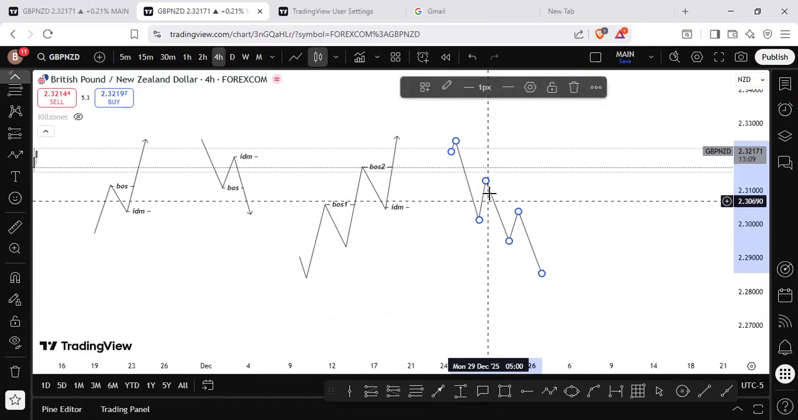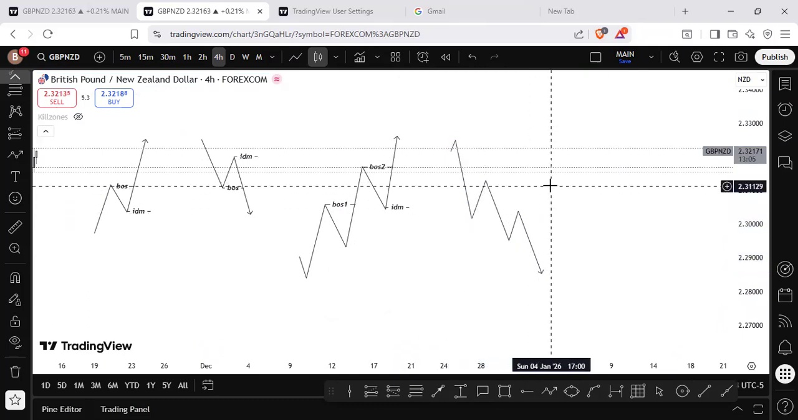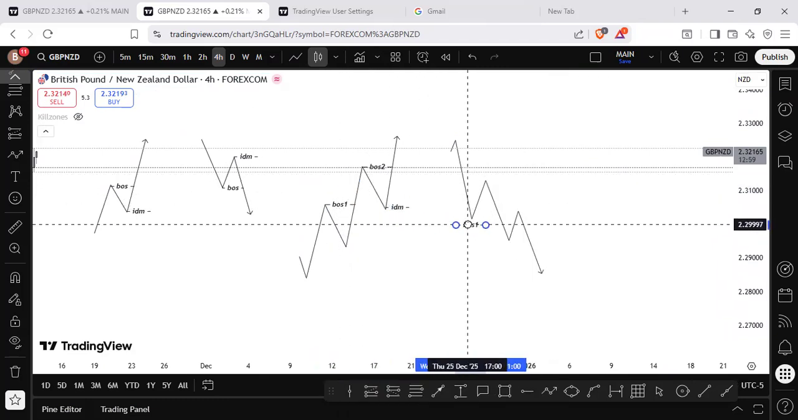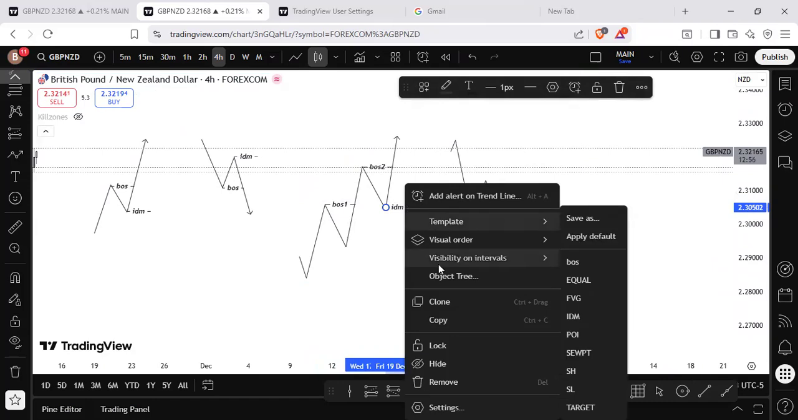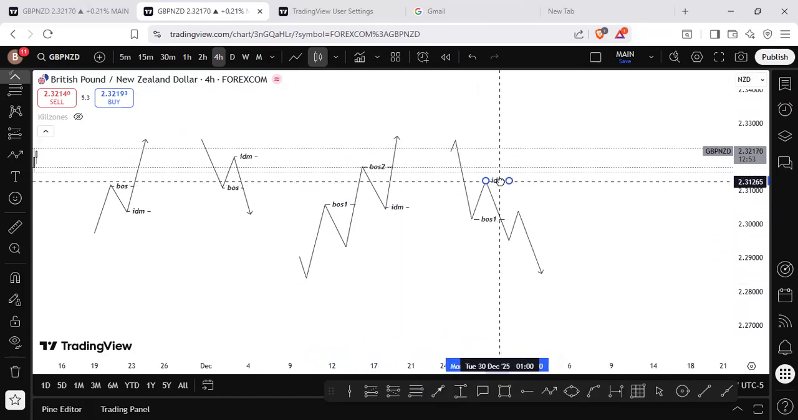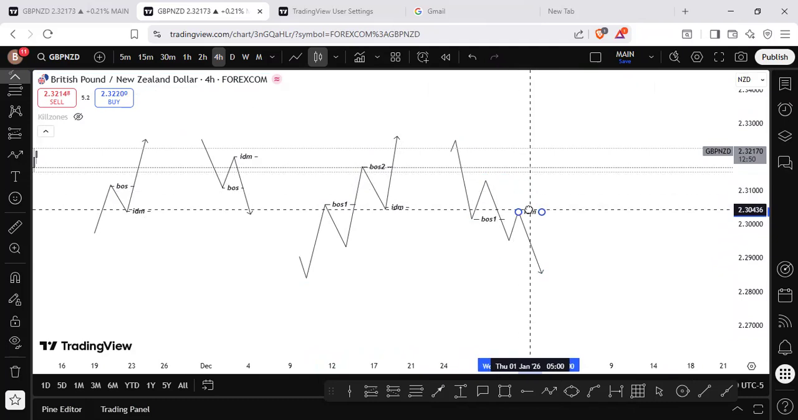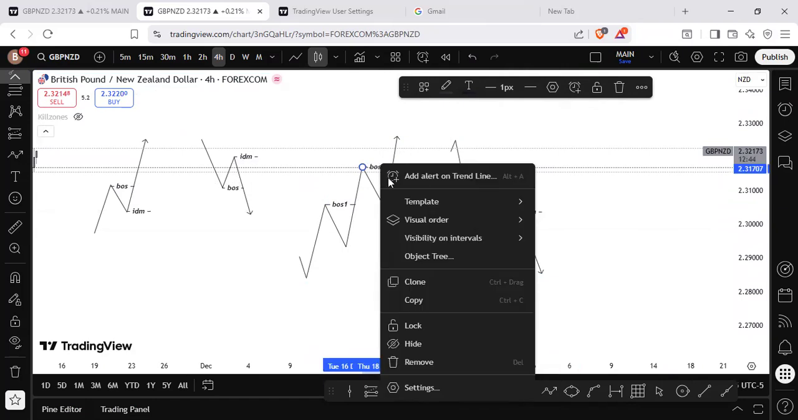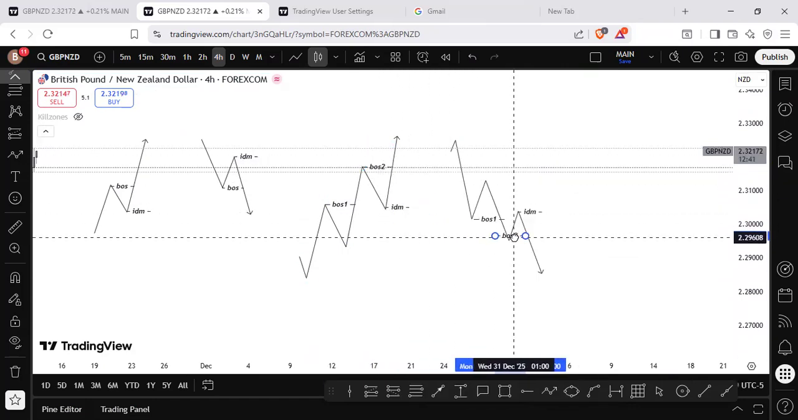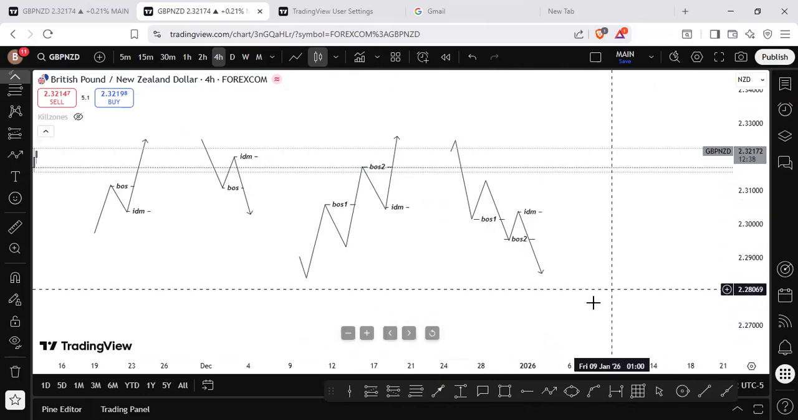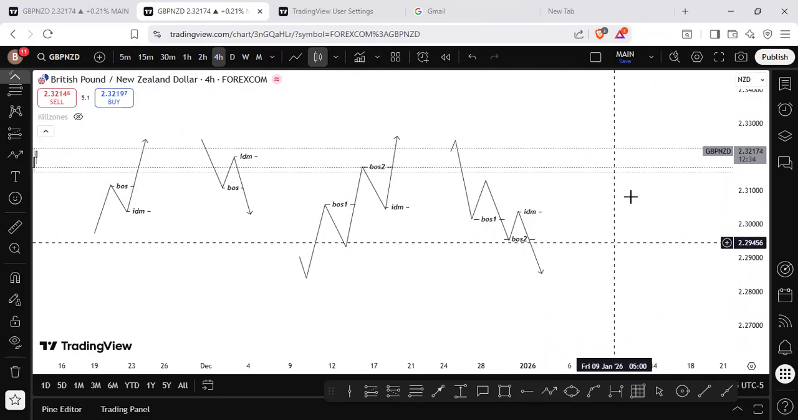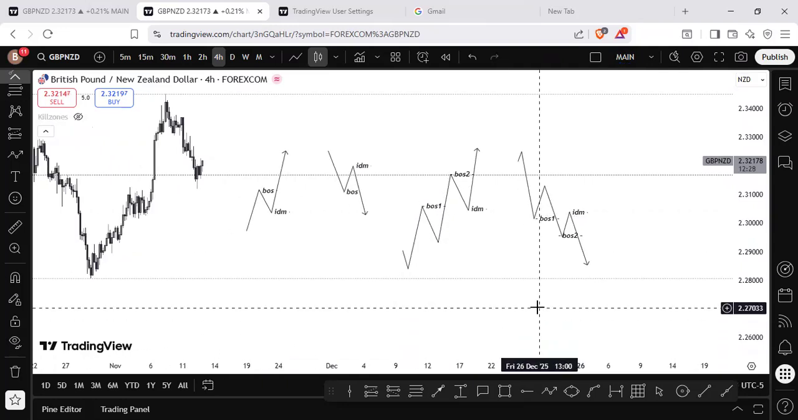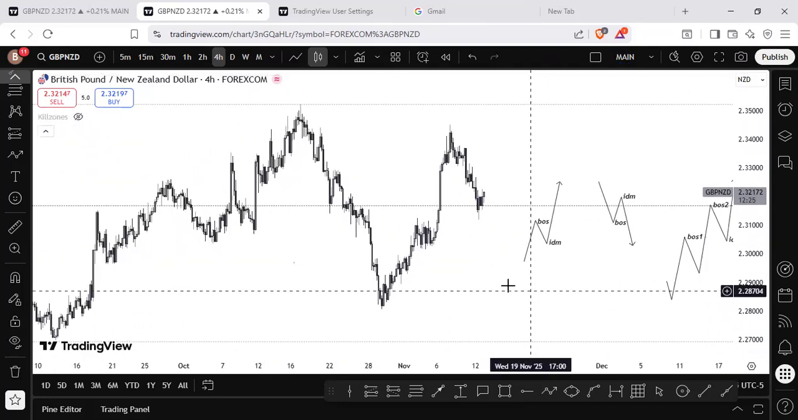So how do we name them? BS1, first breakup structure. Then the zone that caused the second breakup structure is your inducement. Then your second breakup structure is here, BS2. So you need to see impulse, correction, breakup structure, impulse, inducement. So that's how the average supply demand SMC trader reads price.